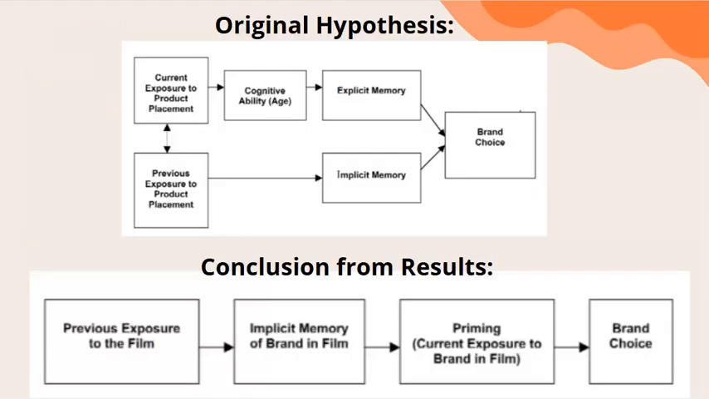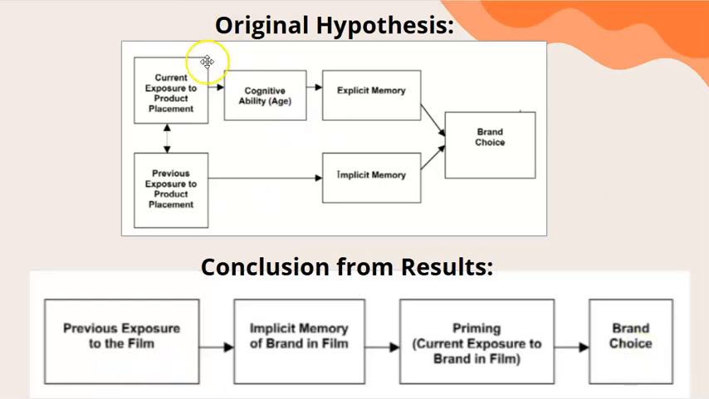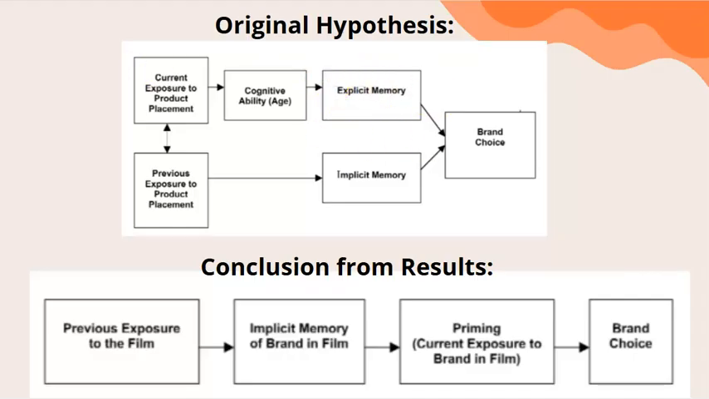So what we end up getting is we go from the original hypothesis, which I'll talk about in a sec, to the conclusion from the results, basically, that you need to have seen the film, then you have an implicit memory of the brand from the film, and then the most recent exposure you get, which in this case for them was seeing the movie, primes you to remember that, and then you make your choice. It's not cognitive ability or age, which they hypothesized would play a role, and it's not even explicit memory, which they thought would play a role.